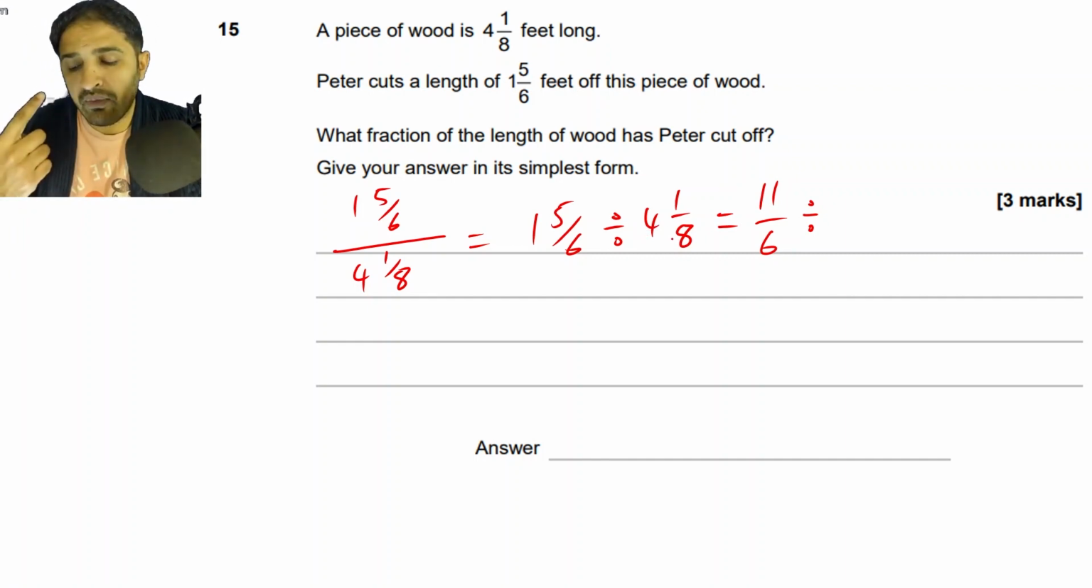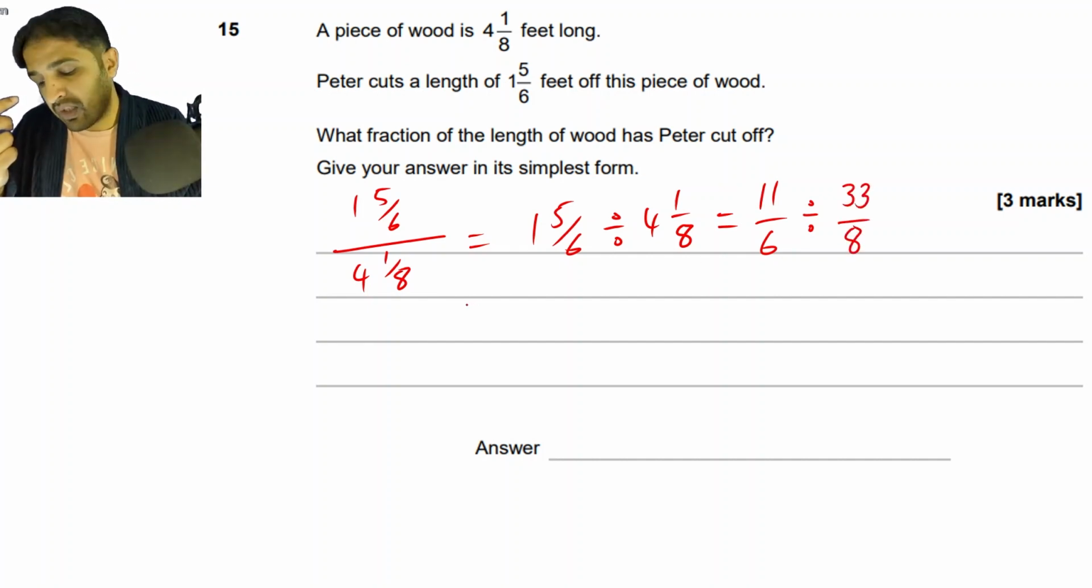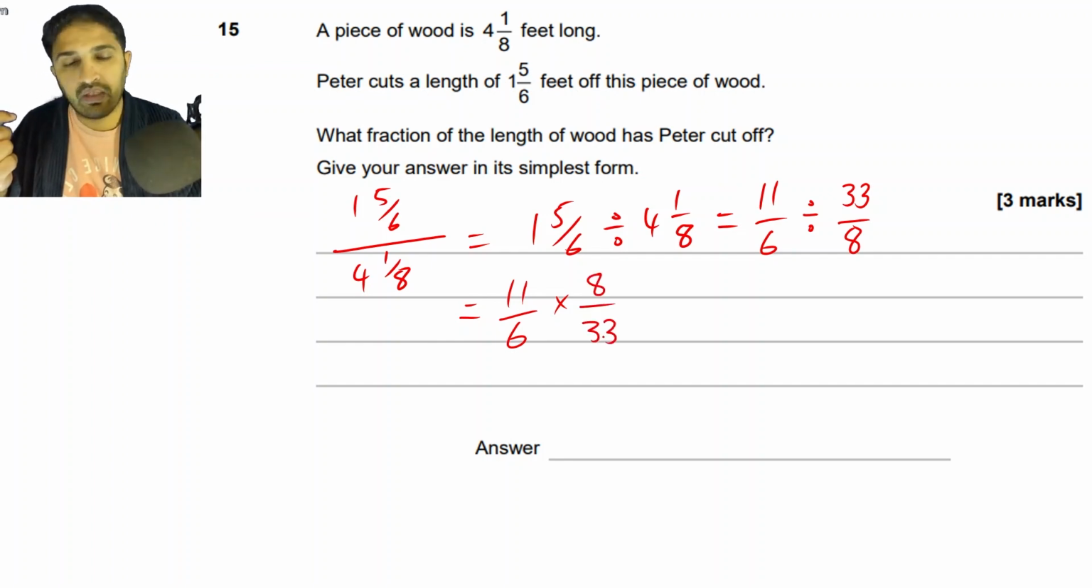So 4 will have 8 times 4, which is 32 eighths. 32 eighths will give you 4. Okay, plus that 1 eighth. So we have 33 eighths. Now if you're going to do keep, change, flip. So we're going to keep the first one, change division to multiplication, and flip the second fraction. Okay, so keep, change, flip.